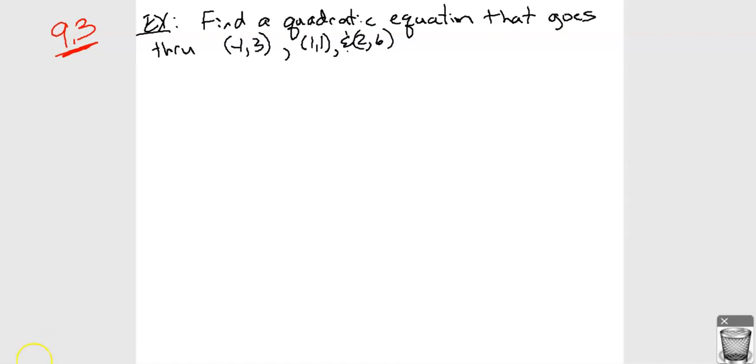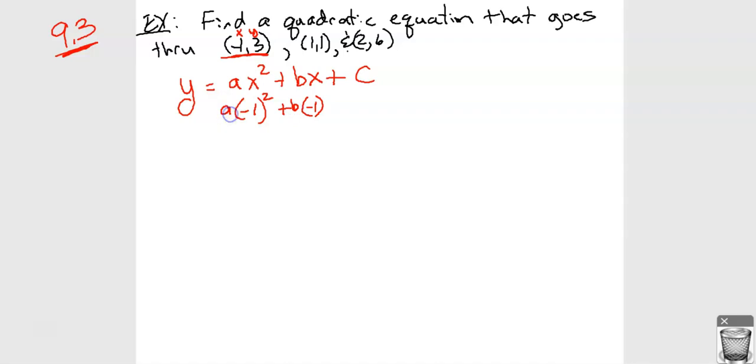And so what we're going to do, start off with what we do know. We know a quadratic equation is ax squared plus bx plus c. And so what we're going to do is start plugging in these points. So look at the first point right there. I'm going to plug in, this is your x, this is your y. So I'm going to plug in the x is -1, and the y is 3.